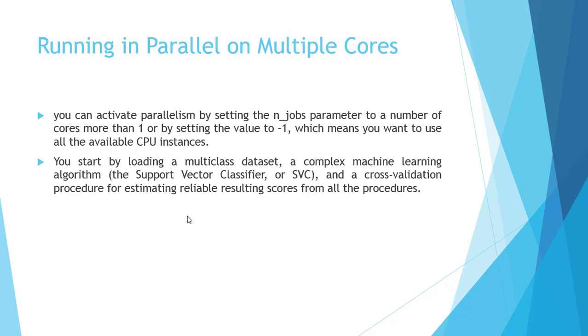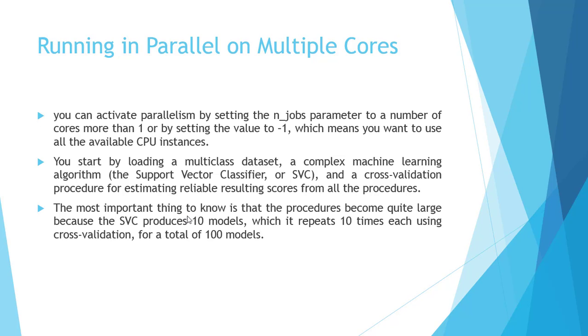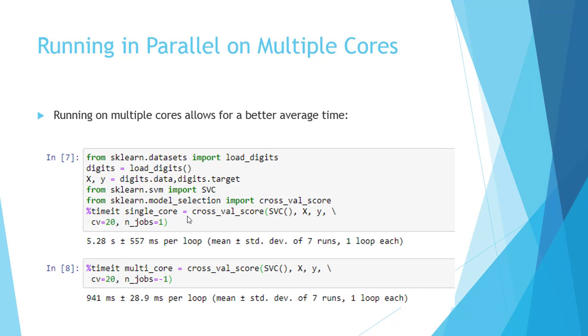You start by loading a multi-class dataset, a complex machine learning algorithm such as SVC, that is support vector classifier, and a cross-validation procedure for estimating reliable resulting scores from all the procedures. The most important thing to know is that the procedure becomes quite large because the SVC produces 10 models, which it repeats 10 times using cross-validation, for a total of 100 models. So this is the example of multi-core processing.